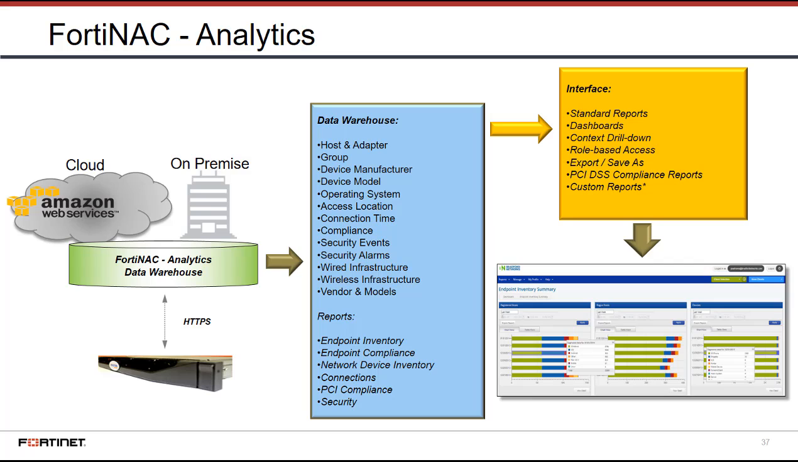Okay, so Fortinet Analytics. The way this works is, as we just saw, you would set the analytics server up. Now, the analytics server could be hosted in the cloud through Amazon Web Services, or it could be a VM that's configured and set up on-premise. Either option works, for different environments.